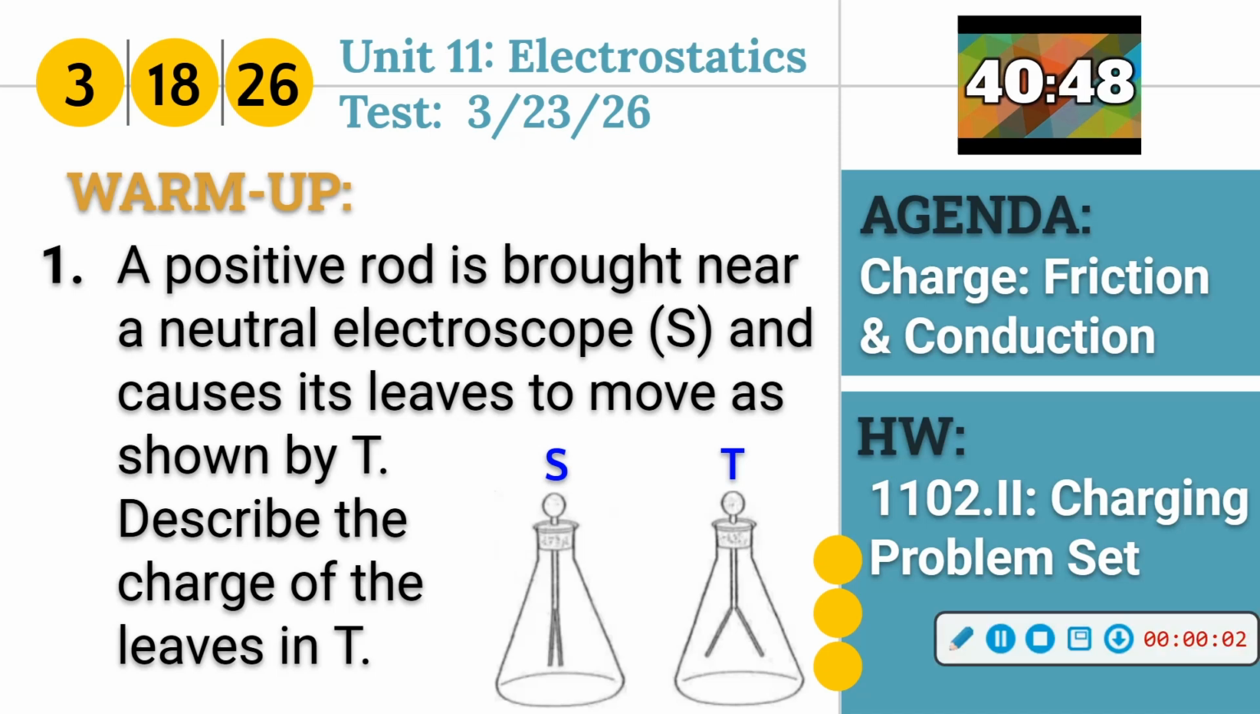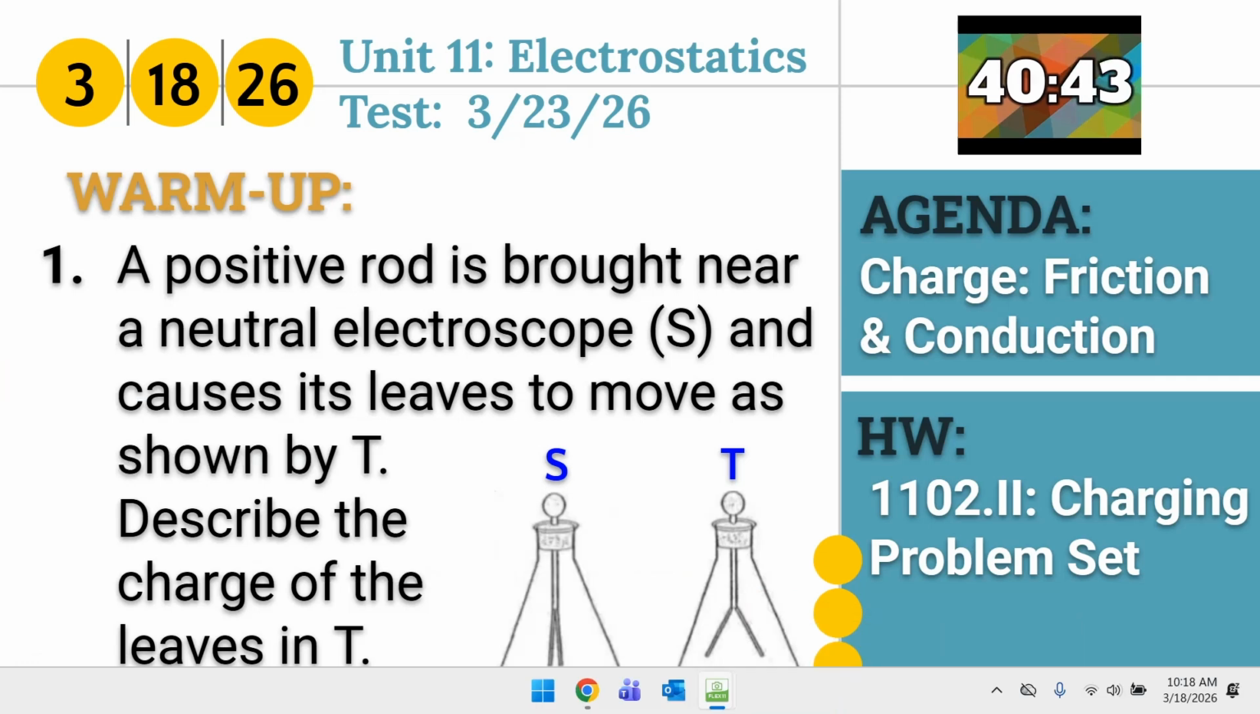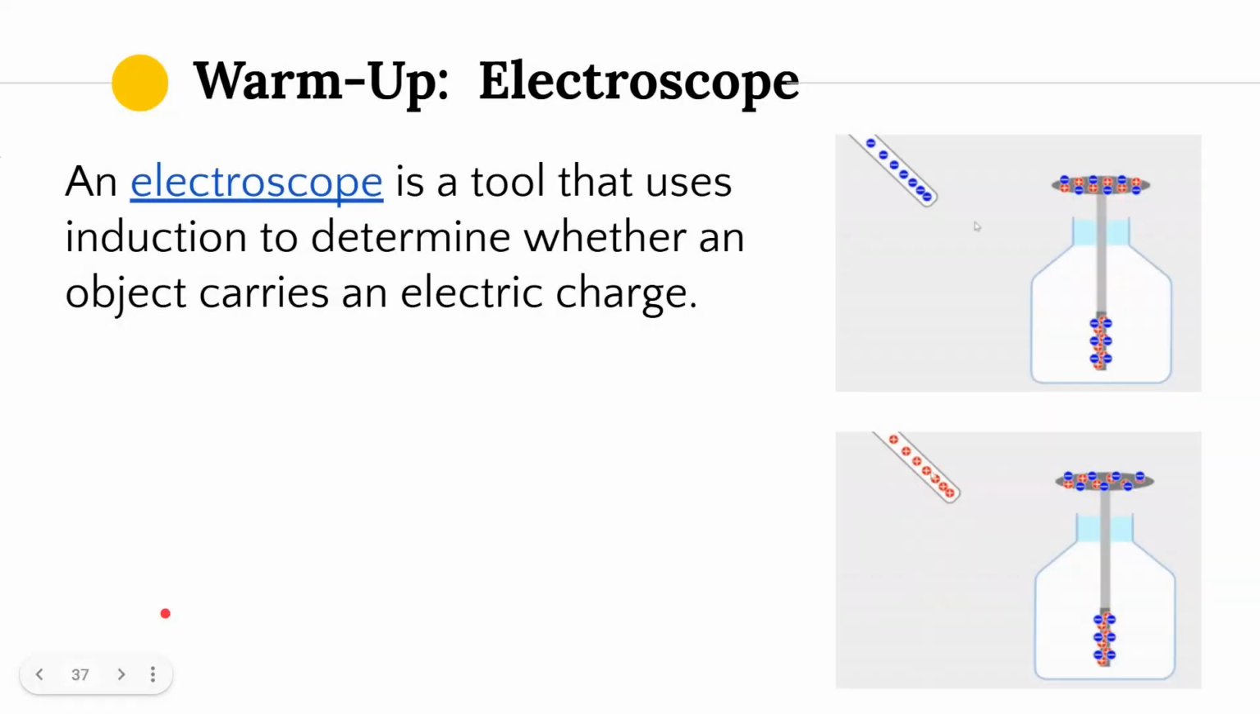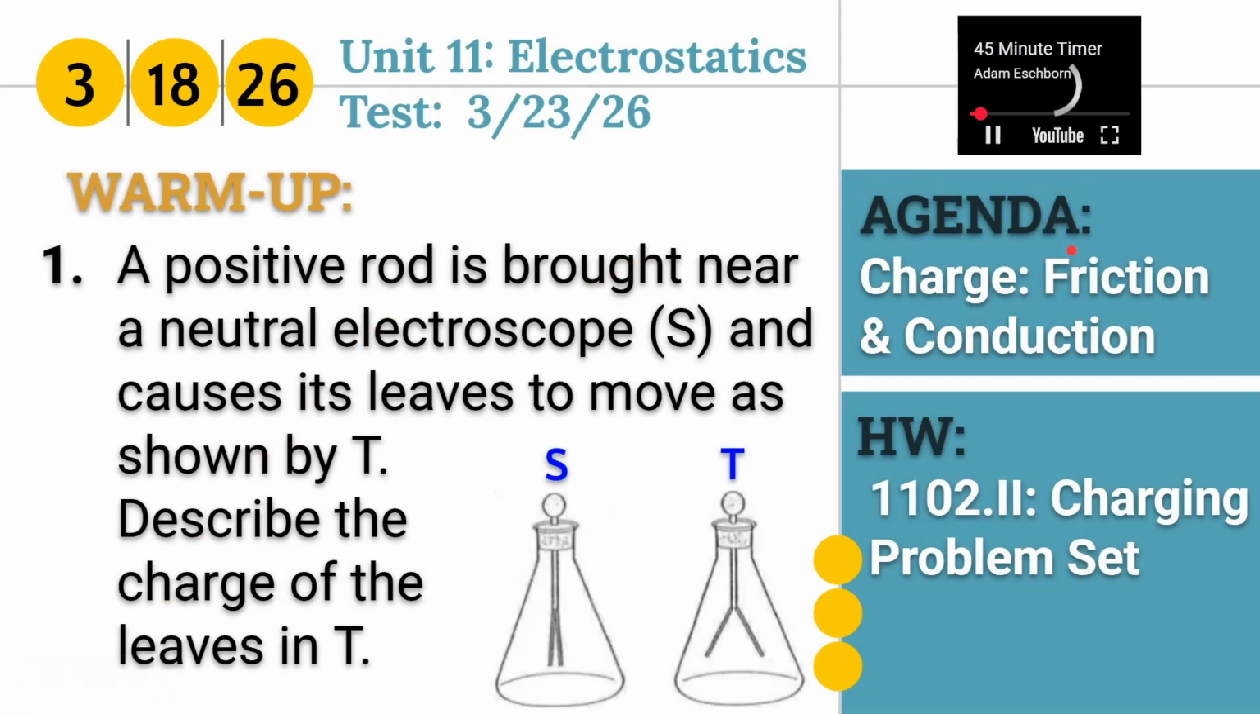Today's warm-up question says, a neutral rod is brought near a neutral electroscope in diagram S, and causes its leaves to move as shown by T. So you've got two diagrams there, S and T. You see the same thing in the warm-up assignment, and it says describe the charge of the leaves in T.